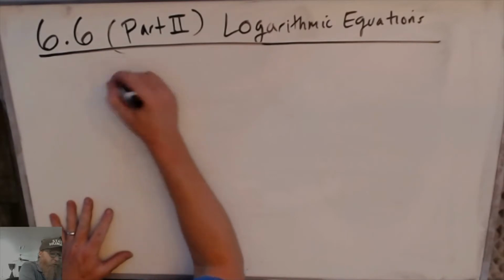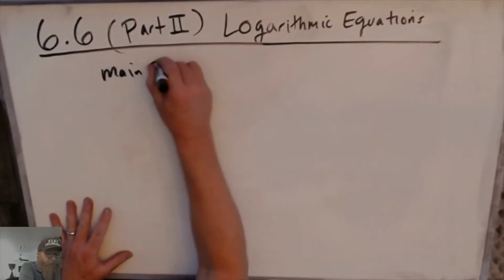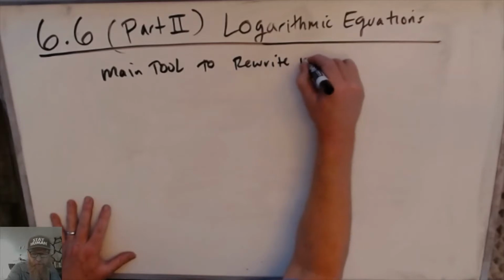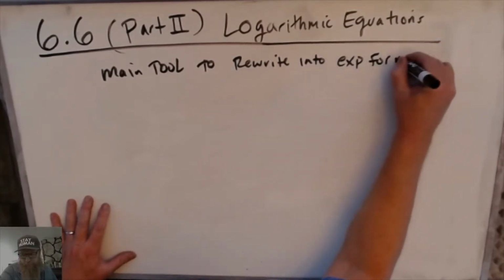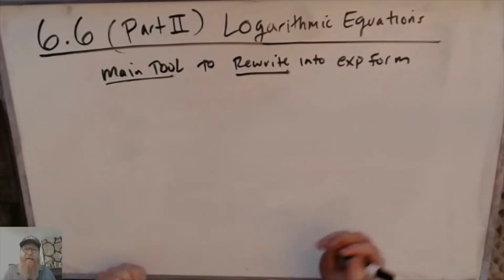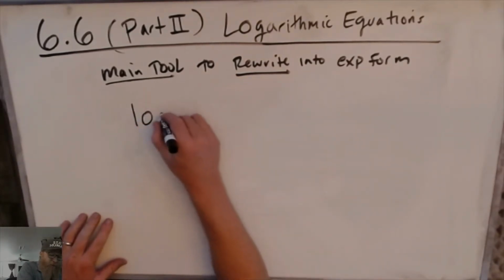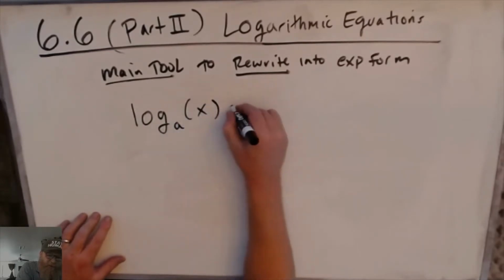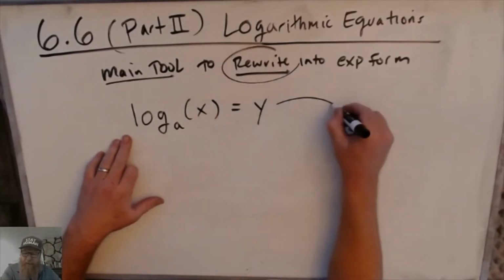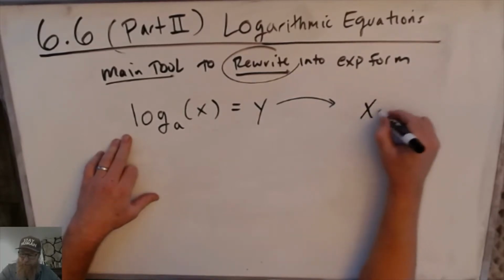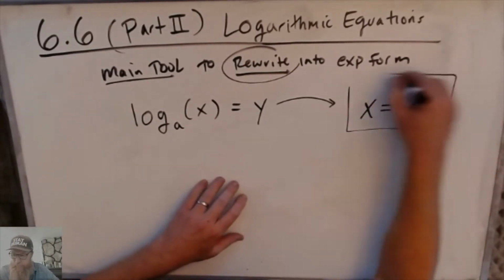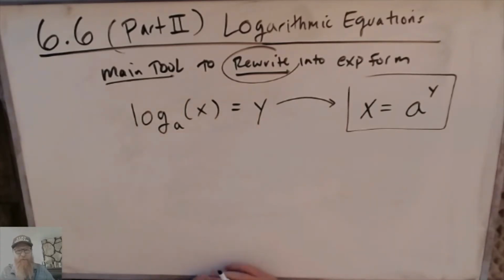The main tool in this section is to rewrite into exponential form. So that technique of going from a logarithm into an exponential form is going to be our main tool. It's going to be the key to solving all of these logarithmic equations. So keep in mind that if you have a logarithmic equation, you're going to rewrite it into an exponential equation by saying that x is equal to a to the y. And that is how you're going to get your hands on the value of x.